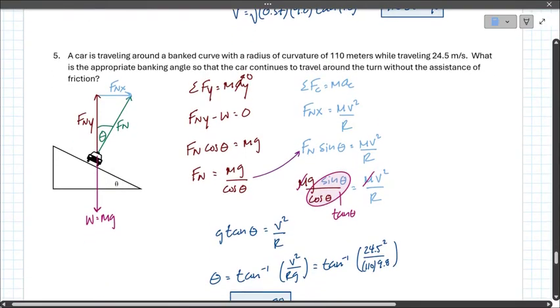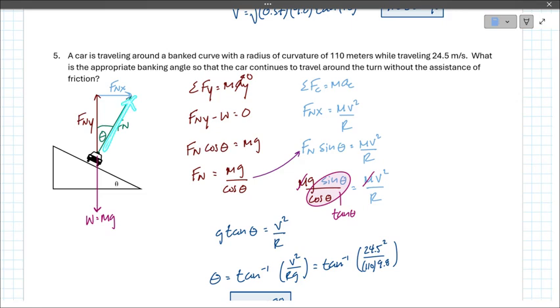Next would be the car on a banked turn. So we have our weight going down. We have our normal force perpendicular to the surface, broken up into horizontal and vertical components, Fny and Fnx. Now Fnx, pointing horizontally into the center of the horizontal circle that we're traveling around as we go around this track, is our centripetal force.